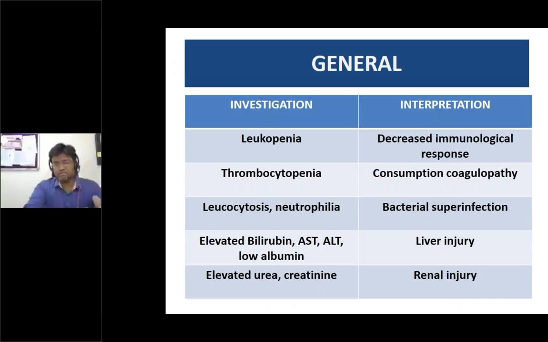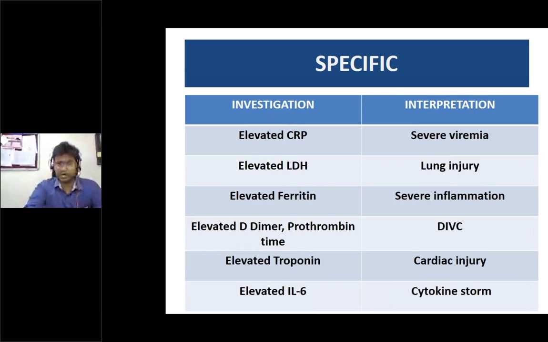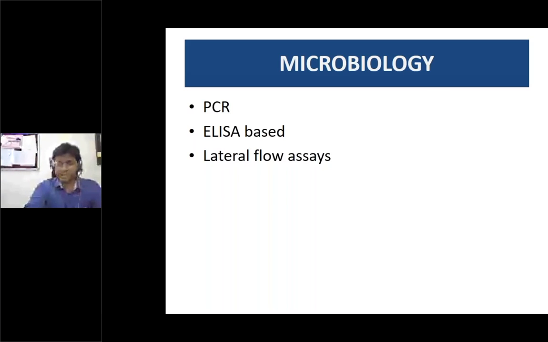In general, the classical findings of COVID-19 include leukopenia, which is due to a decreased immune response, thrombocytopenia, which is due to consumption coagulopathy, leukocytosis and neutrophilia due to bacterial superinfection, elevated liver enzymes due to a liver injury, and elevated urea and creatinine due to a renal injury. Elevated CRP indicates a severe viremia, elevated LDH indicates a lung injury, elevated ferritin indicates a severe inflammatory response, elevated D-dimer and prothrombin indicate DIVC, elevated troponin indicates a cardiac injury, and elevated interleukin 6 is characteristic of a cytokine storm.